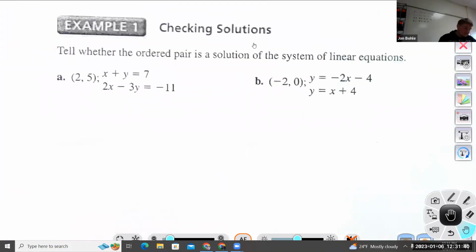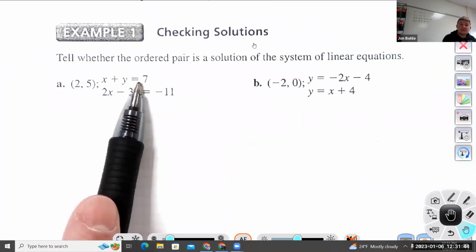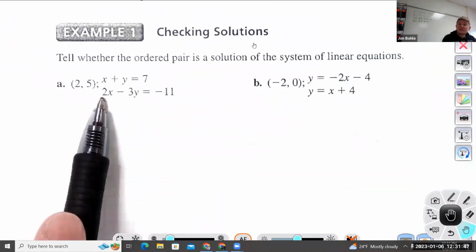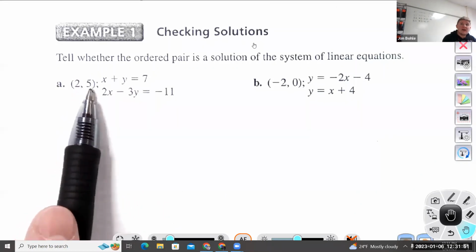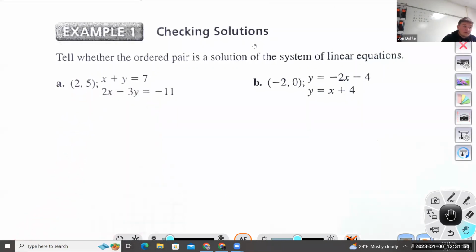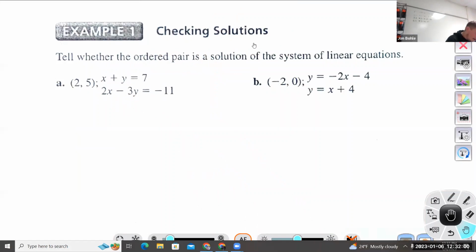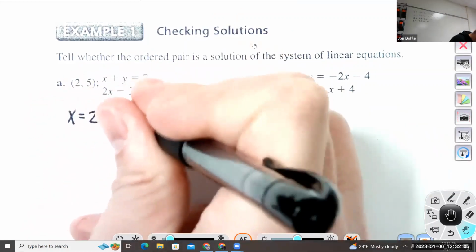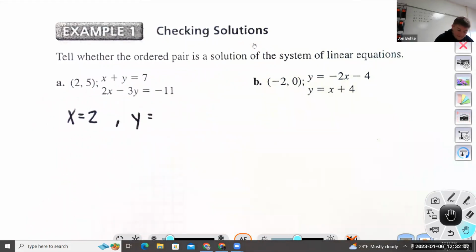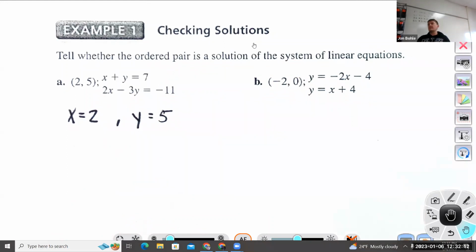Okay, so here is our system. Top one is X plus Y equals 7. Bottom one is 2X minus 3Y equals negative 11. I want to check, is the ordered pair 2, 5 a solution? First thing you need to identify is what's your X value and what's your Y value. So based on this ordered pair, what's my X equal to? What's my Y value equal to? 5. First number's X, second number's Y.